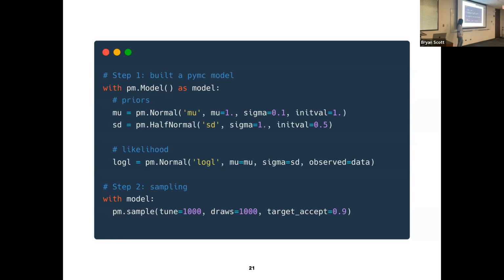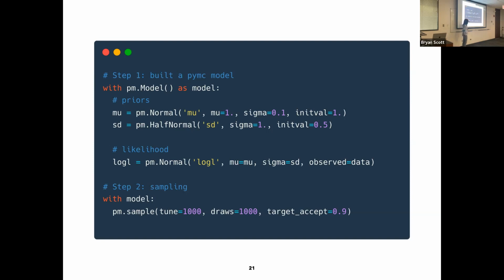And it's smart enough that if your observed data is a vector, it automatically adds up all the likelihoods together for each data point. So that's our model. That's it. You write down those three lines, and you finish building this PyMC model. And with this model, we do some pm.sample.